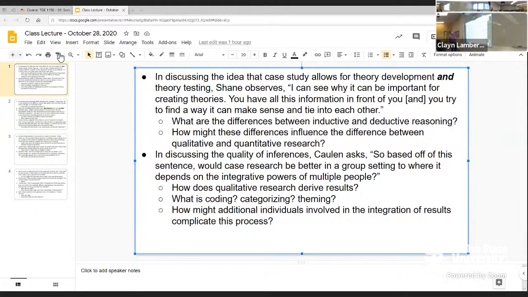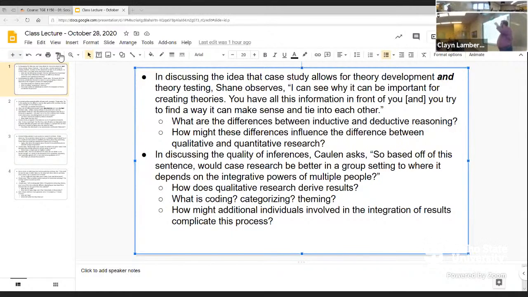Okay? So in discussing the idea that case study allows for theory development and theory testing, I can see why it's important for creating theories. You have all this information in front of you, and you are trying to find a way it can make sense and tie into each other. Shane, you get a gold star for this one. That is exactly what qualitative or case studies do. That's why case studies can create or develop theories, because they're saying, here's what we see, what can we figure out from what we see?